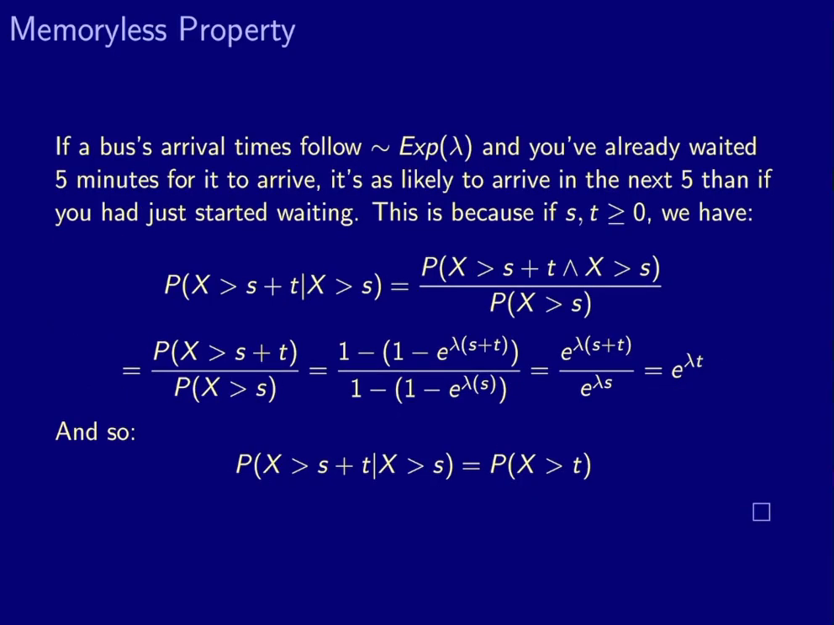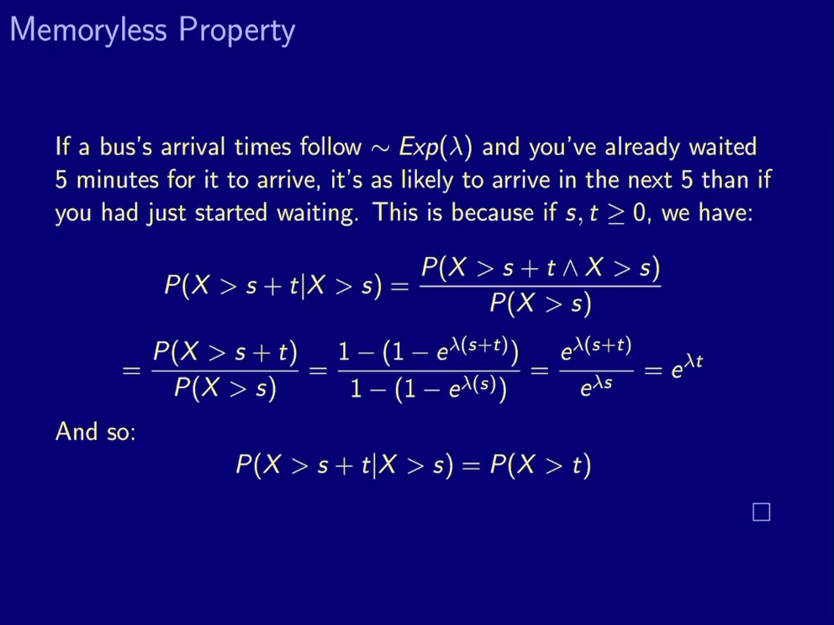So this part may seem very counterintuitive at first, but it's actually a very useful property of the exponential distribution, and it's not that hard to prove. The main point here is that if an event's time follows exponential lambda, let's say a bus's arrival time, and you've already waited 5 minutes for the bus to arrive, it's as likely to arrive in the next 5 as if you had just started waiting. So it's like it forgot that you had waited 5 minutes already. It's like those points in the bank, it just forgot them, which is where the name Memoryless comes from.